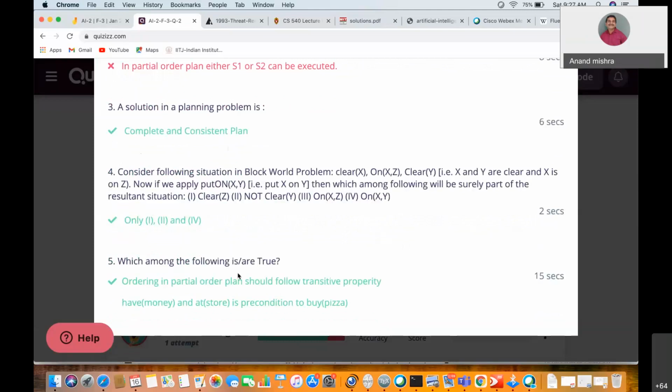Last, there are two conditions which were true. Some of you have marked one, but ordering in a partial order plan should follow the transitive property that we have seen. And have money and at store are preconditions to buy pizza, right? That's a very natural precondition. There was a question about steal pizza. For stealing pizza, you don't need to have money. If you are just at a store, you can steal pizza, but to buy, you need to have money.